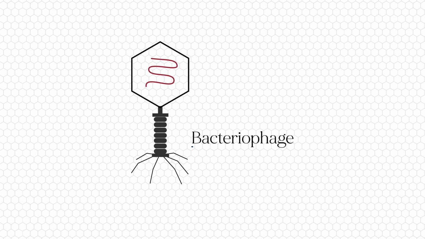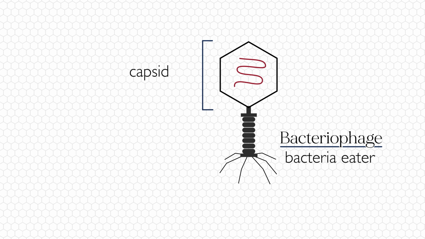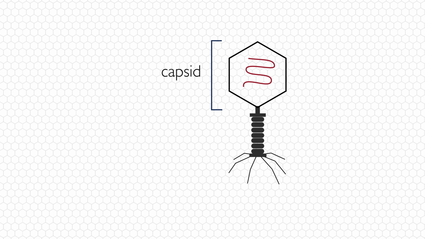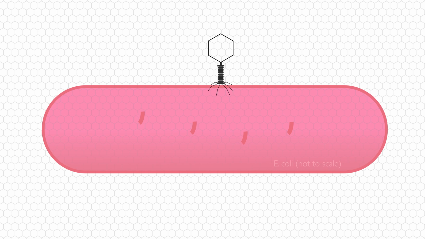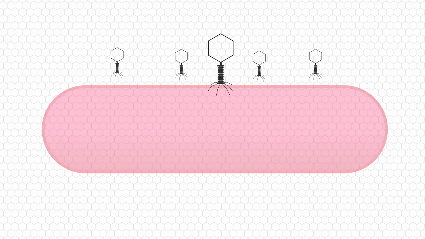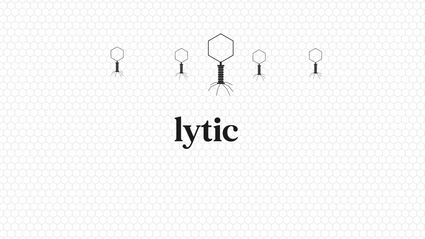Bacteriophage literally translates to bacteria eater. That thing that looks like its head is called a capsid and contains the phage's DNA. Then it uses that tube made of proteins to inject its DNA into a bacterium. The cell lets it replicate, then new phages burst out through the cell and destroy the bacteria in the process. This is called a lytic infection, because the cell lyses, or breaks open.